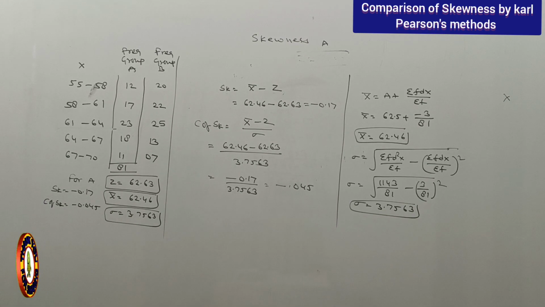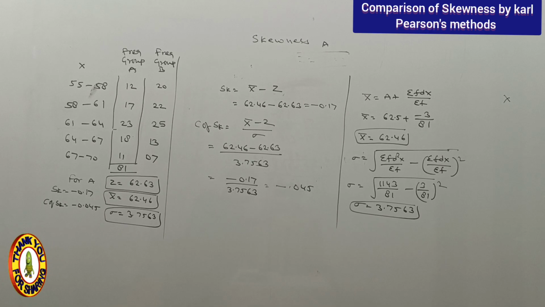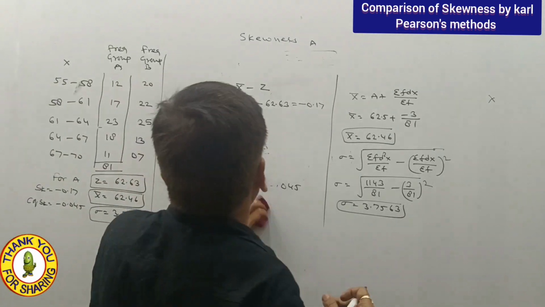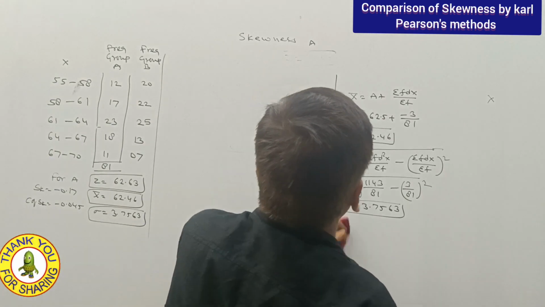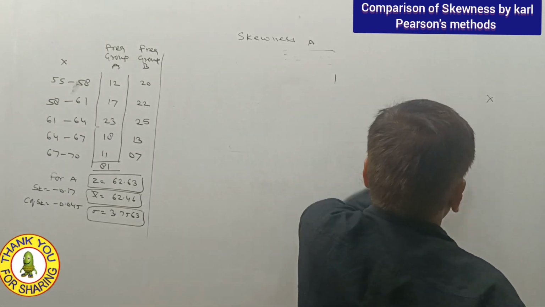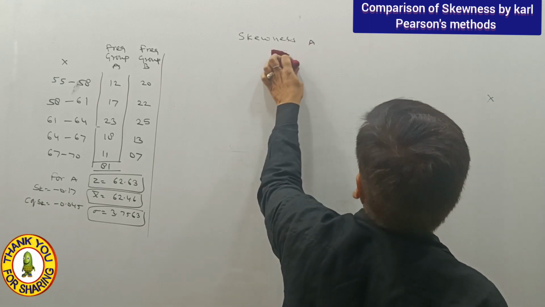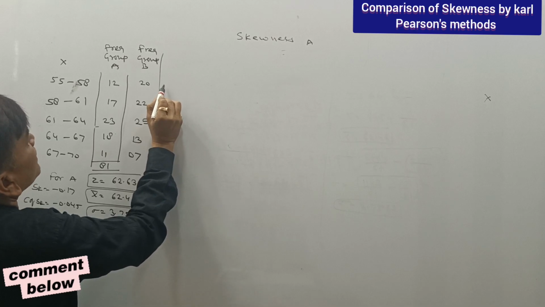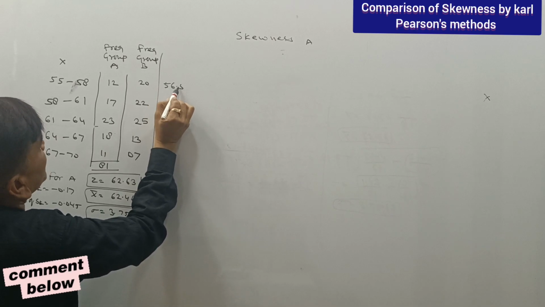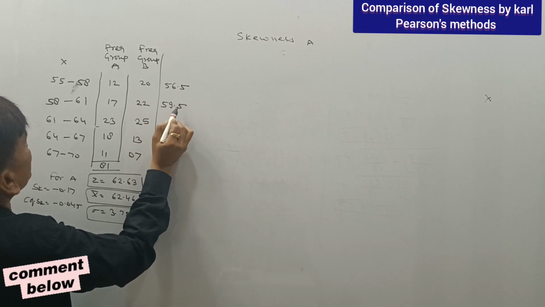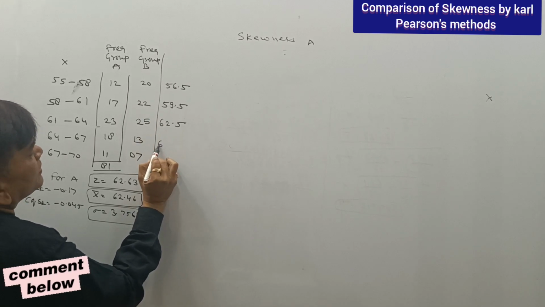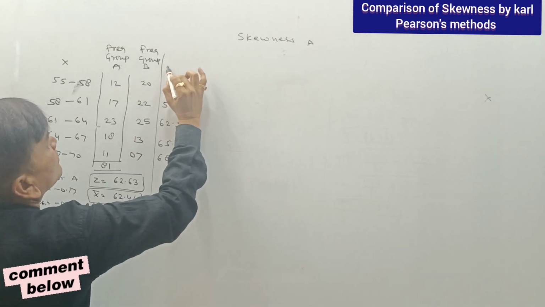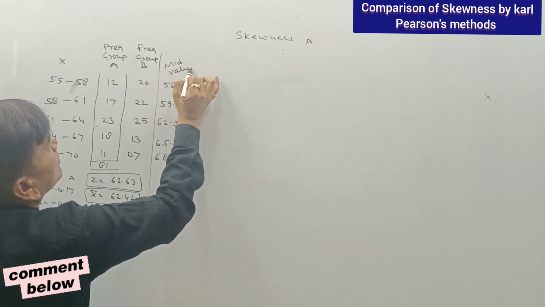Next, we will calculate all these values for the B series. For B, the frequencies will be 20, 22, 25, 13, 7, and the mid values x are 55.5, 56.5, 59.5, 62.5, 65.5, 68.5.